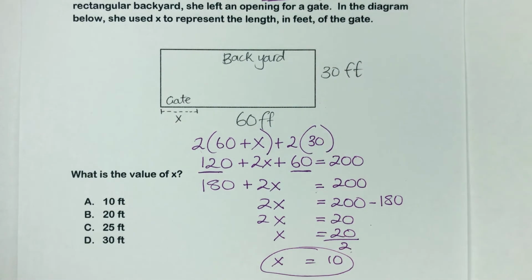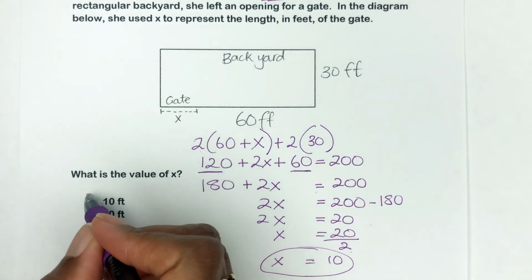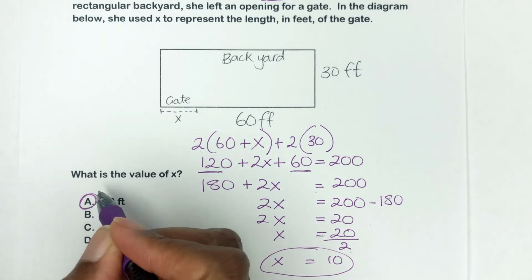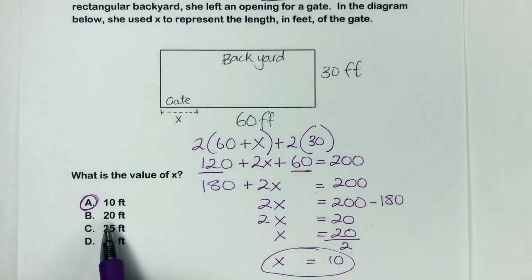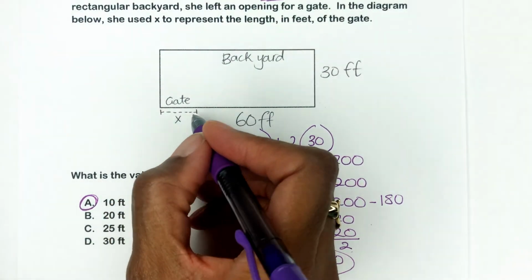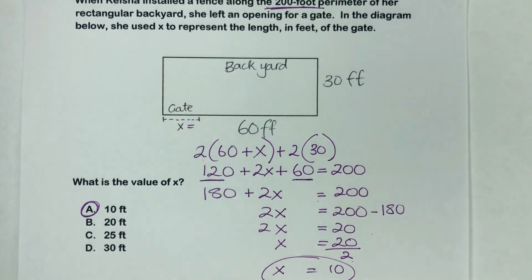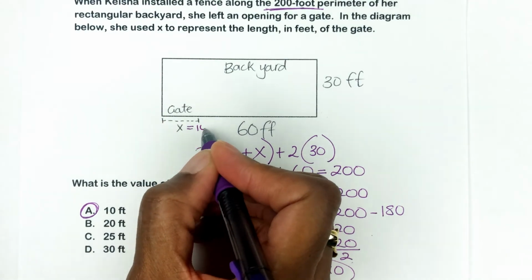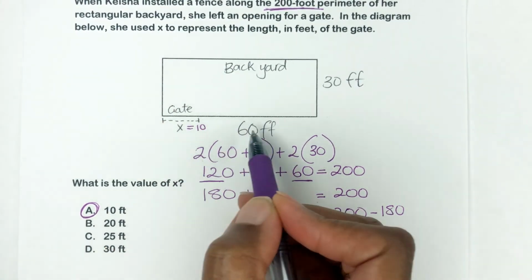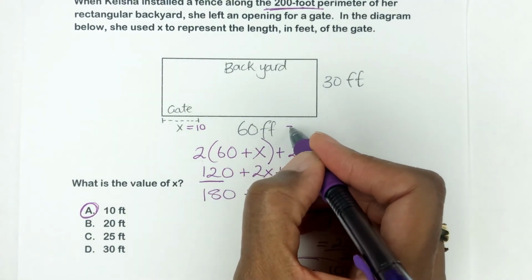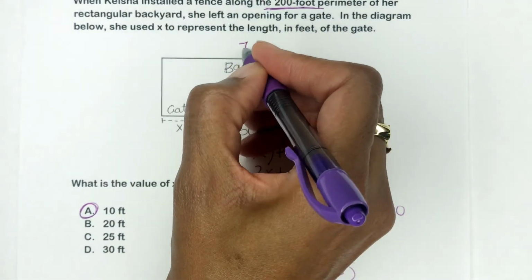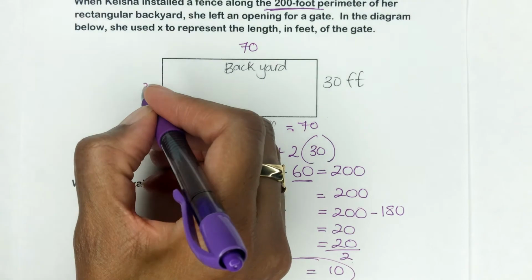So this, my friends, is it. What is the value of x? X is 10. Let's prove that then. If x equals 10, let's put that back up here. If x is 10, that means the width is 70, so 60 plus this 10 is 70. If this is 70, this is 70. If this is 30, this is 30.